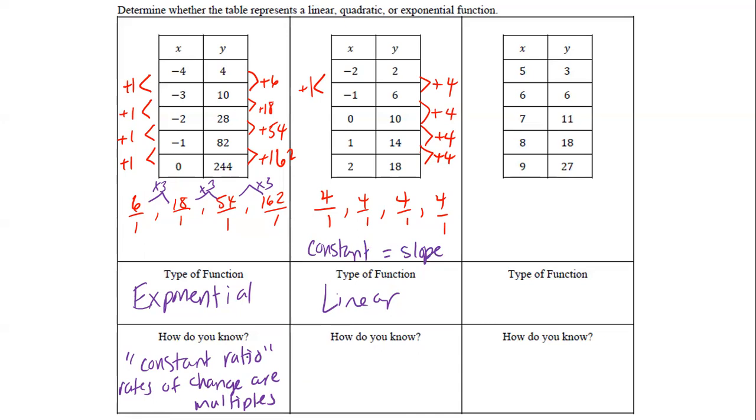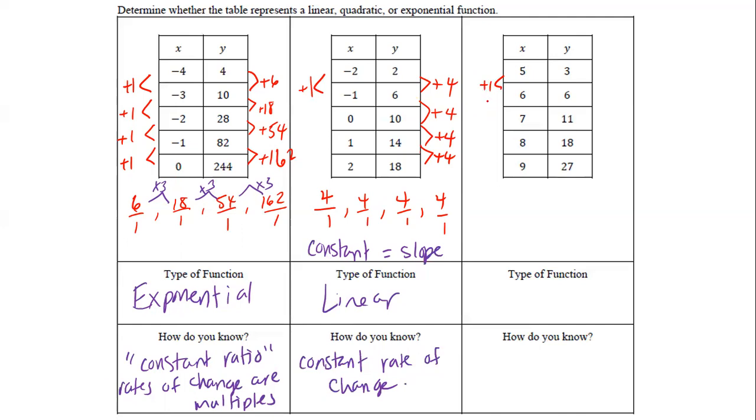Constant ratio? Yeah. Okay, how do you know? You could just write constant rate of change. Yes. This one, there's no change. They're the same. They're constant. That means it's the slope of the linear. Yes, your first difference is the same. No, it's from the second week of school.